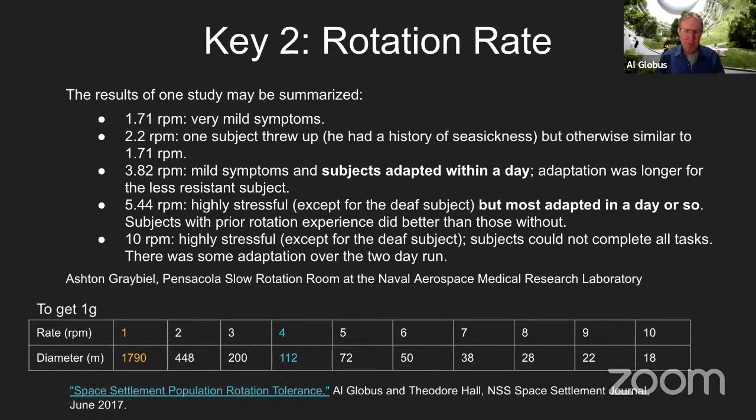There are a bunch of experiments done with rotating rooms. These are rooms that just rotate between 0 and 10 RPM to see what happened to people in a rotating environment. In this one particular experiment, and there are lots of experiments that have similar results, at about 1.7 RPM, people started to get queasy. At 2.2 RPM, one subject threw up, but otherwise it's pretty much the same. When they got close to 4 RPM, symptoms got to be mild, not very mild, but here's the kicker. Subjects adapted within a day.